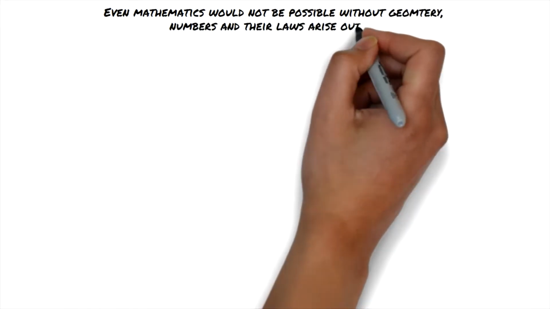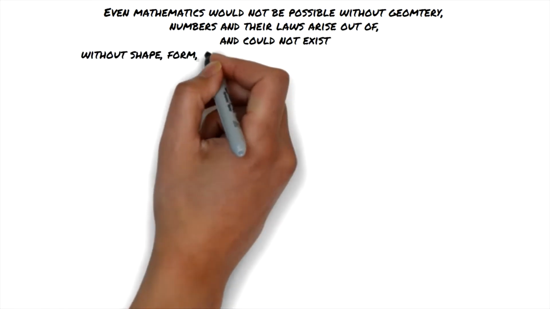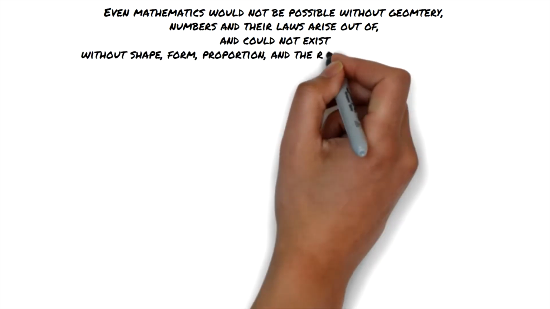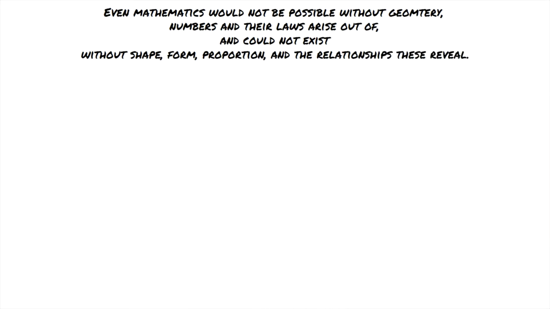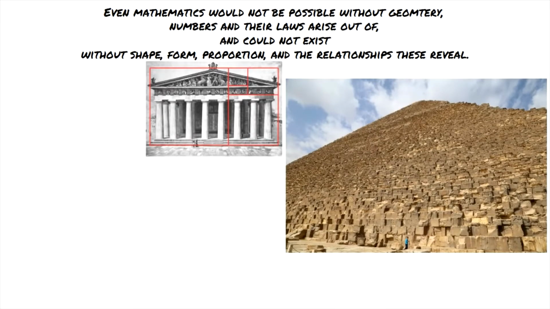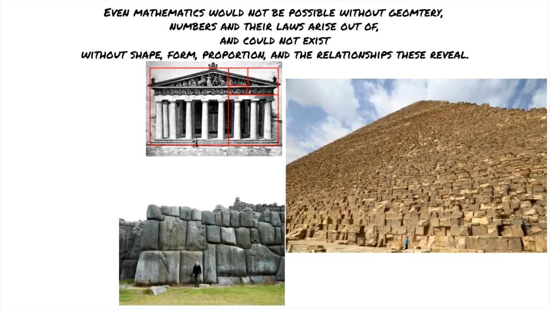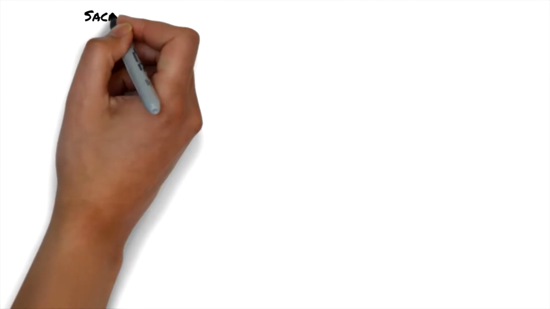Even mathematics would not be possible without it, for numbers and their laws arise out of and could not exist without shape, form, proportion, and the relationships these reveal. Knowledge of these sacred symbols and mathematical formulas allowed the construction of many historical buildings, such as the Great Pyramids of Egypt, the Greek Parthenon, and the many temples found throughout South and Central America.